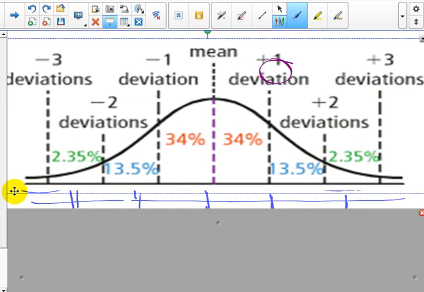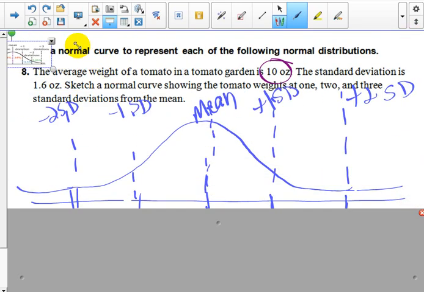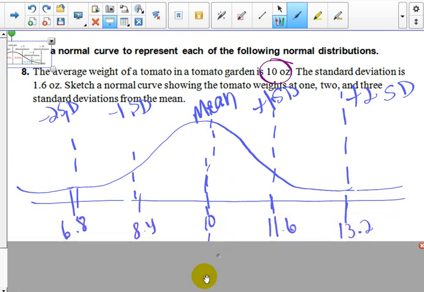Now, what we're doing is we're going to fill in numbers down below. So we know right now that the very center point, the mean, is 10 ounces. 10. So pencil that in. Now, the standard deviation is 1.6 ounces. So now sketch a normal curve showing the tomato weights at 1, 2, and 3 standard deviations from the mean.